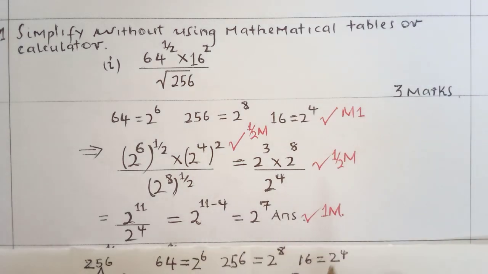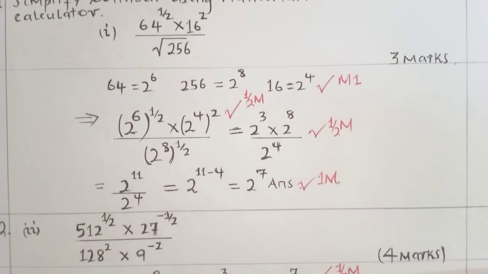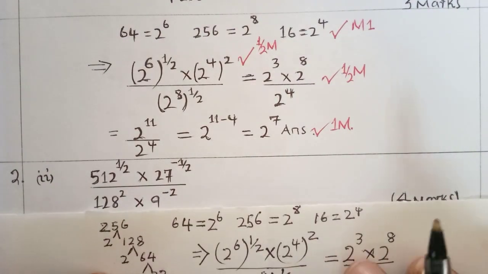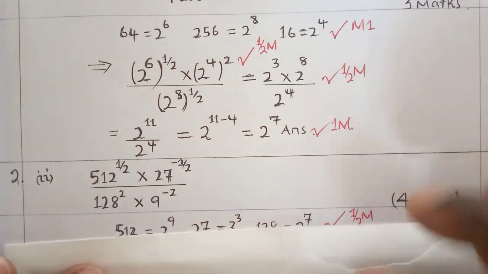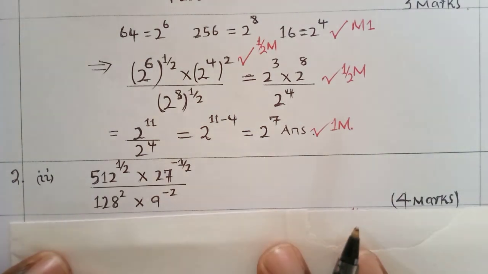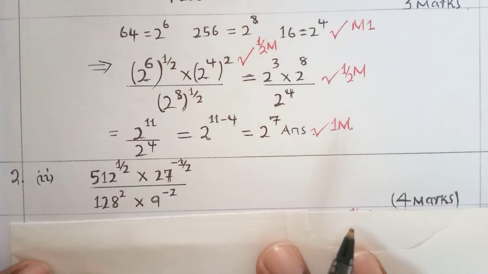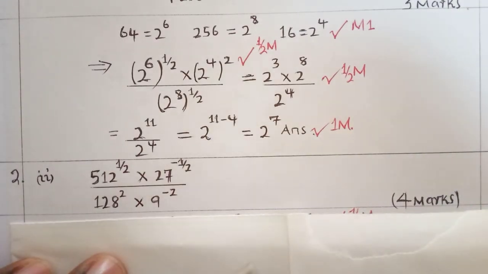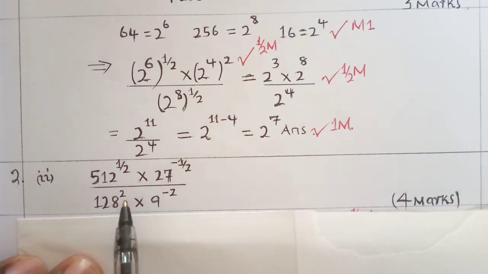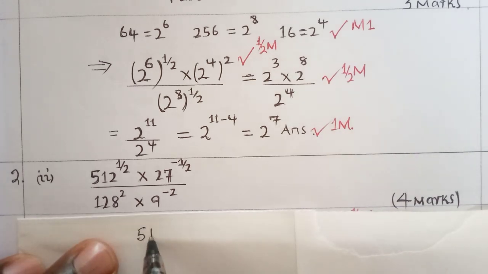So let's go to the next question, question number 2, and see how you can do it. Question number 2, and this is how we approach it. We are supposed to do that also without using tables. We can also find the factors of maybe 512. So first of all, let's find the factors of 512.